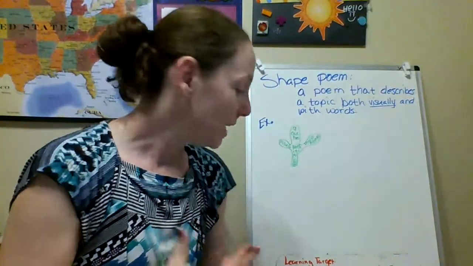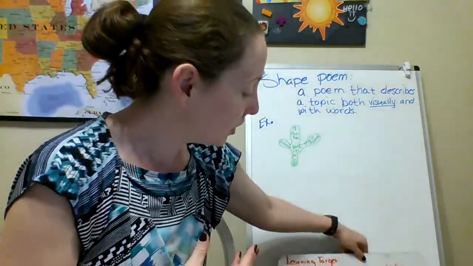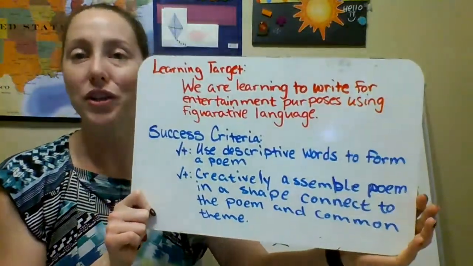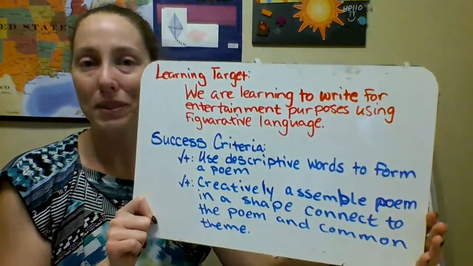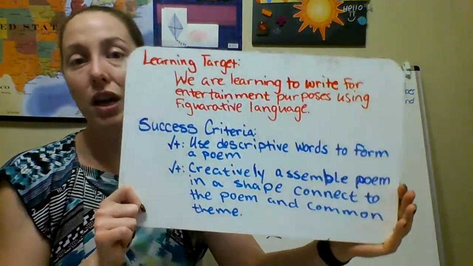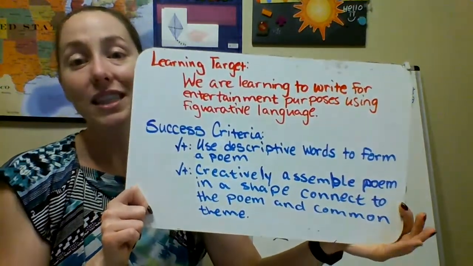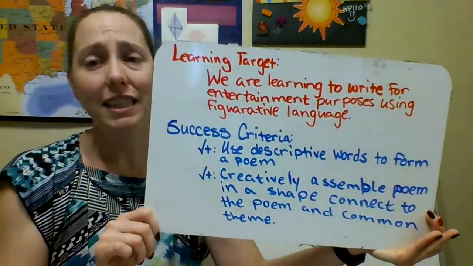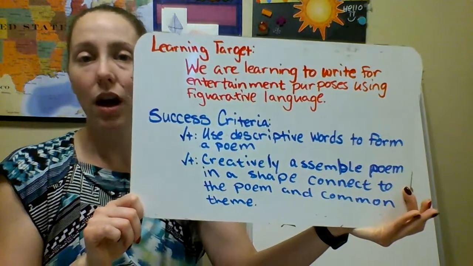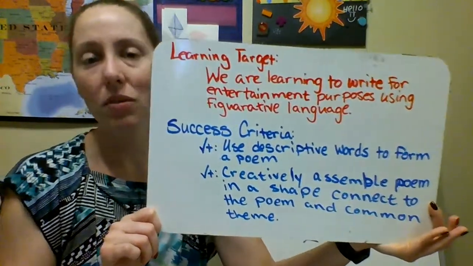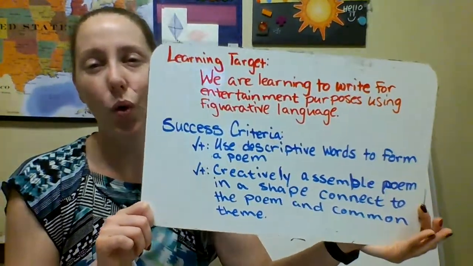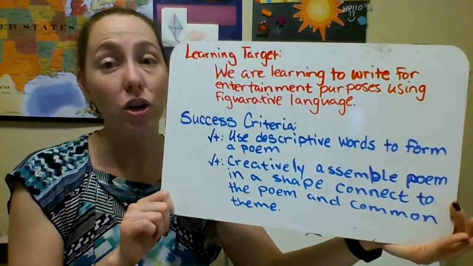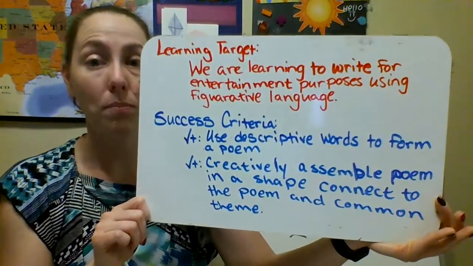So, to begin with, let's go ahead and review our learning target and success criteria, okay? The learning target has not changed. We are still learning to write for entertainment purposes using figurative language, all right? Our success criteria got slightly smaller in that I did take one out. But it's still the same that you're going to see almost throughout the whole week, okay? So you know you're successful today if you can use descriptive words to form a poem.